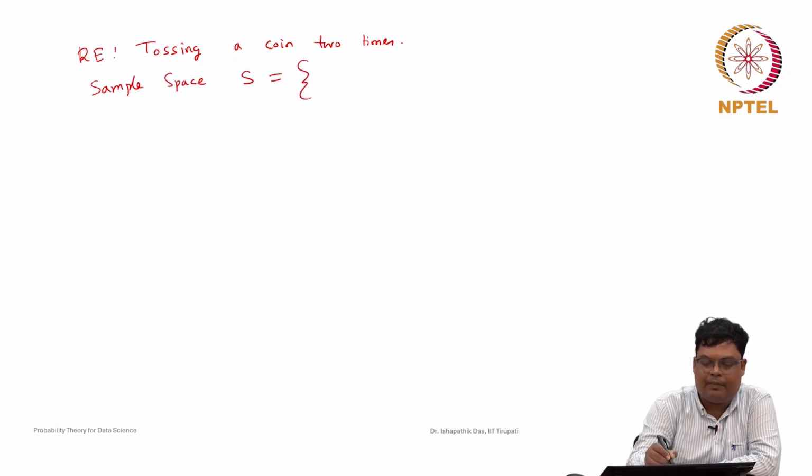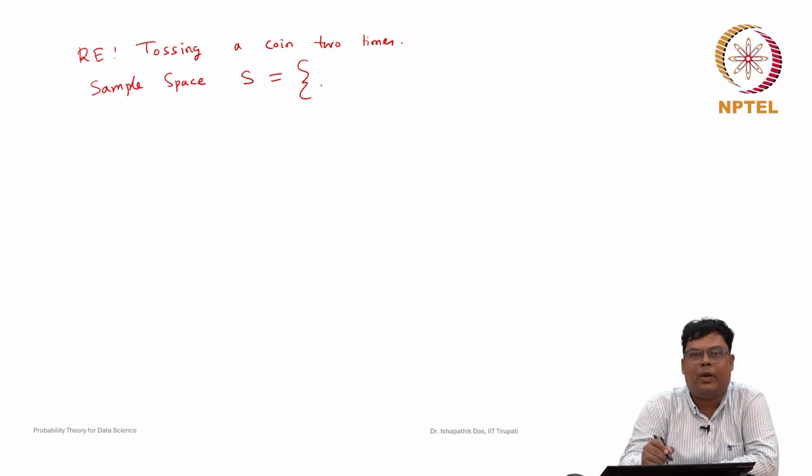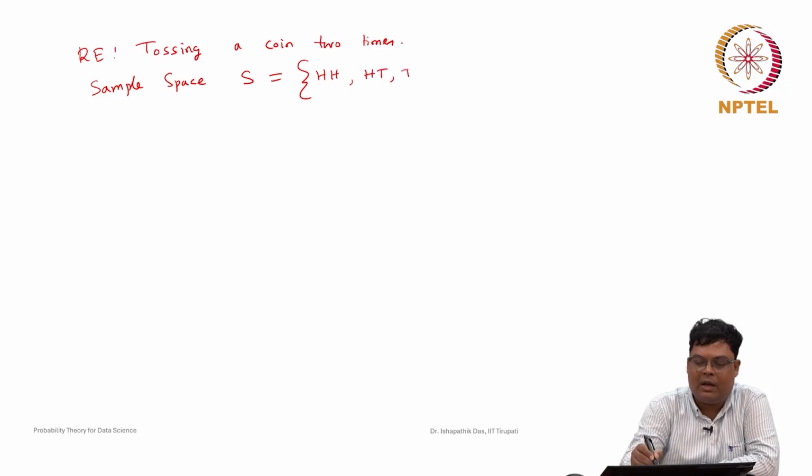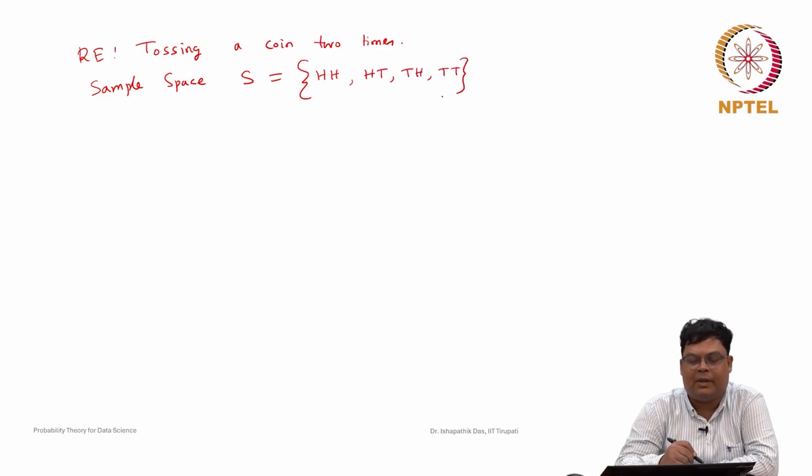S is equal to, so we are tossing a coin 2 times. That means 2 observations we will get for every run of this experiment: either both heads, or one head one tail, or one tail one head, or both tails. So, this is HH, it may be HT, it may be TH, or TT. So, this is the sample space.